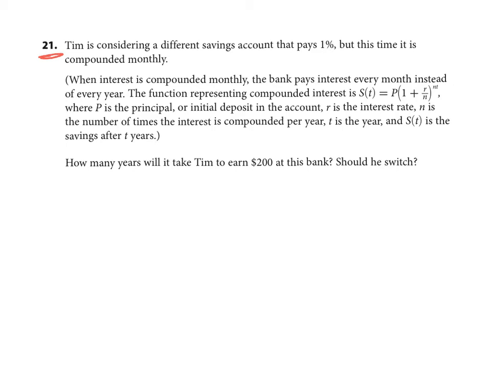They give us a function for interest. P is the principal amount or initial deposit in the account. R is the interest rate. N is the number of times, and so on. How many years will it take Tim to earn $200 at this bank should he switch? Okay, so what we have to do is go back to the original problem, which said we had $5,000 to invest. So we're just going to take this equation and put that in. So P is the $5,000 he started with.